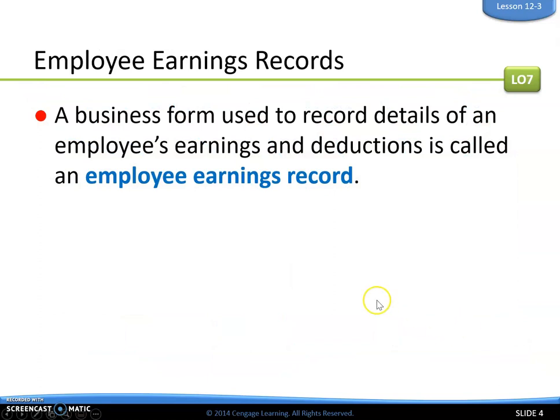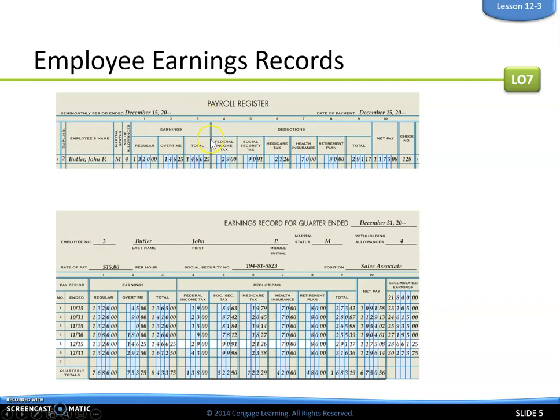An employee earnings record is a business form used to record details of an employee's earnings and deductions. So this is an example of an employee's earnings record. Our payroll register, they just broke this down and they're just showing us this one. But remember, our payroll register shows all of our employees. And now what we're going to do is we are transferring this information onto the earnings record for that employee. So this is going to be specific for the employee.